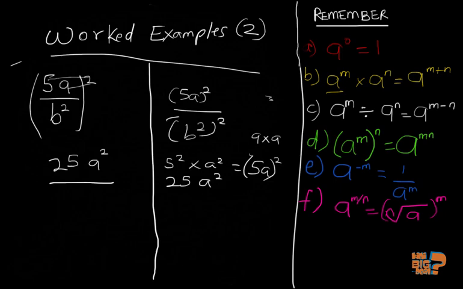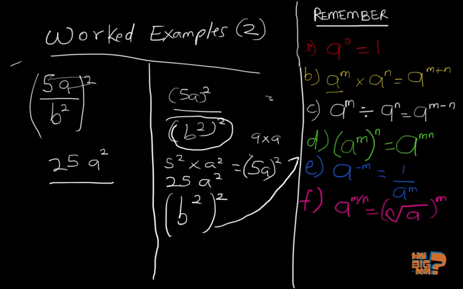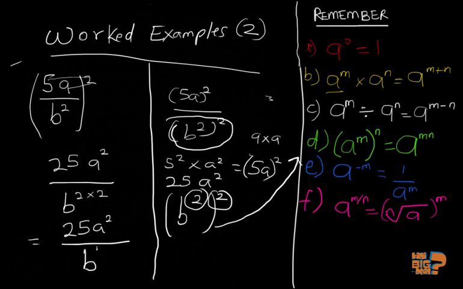Now, take a look at this place very well. Let me rewrite it. (b squared), then everything squared. Does it make you think of something? It should make you think of our rule D, the rule in green, which means all join. Multiply the indices. This is your m, this is your n. So b raised to power 2 times 2. That is what you mean by (b squared) squared. So that gives us our answer as 25a squared divided by b raised to power 2 times 2, which is 4.